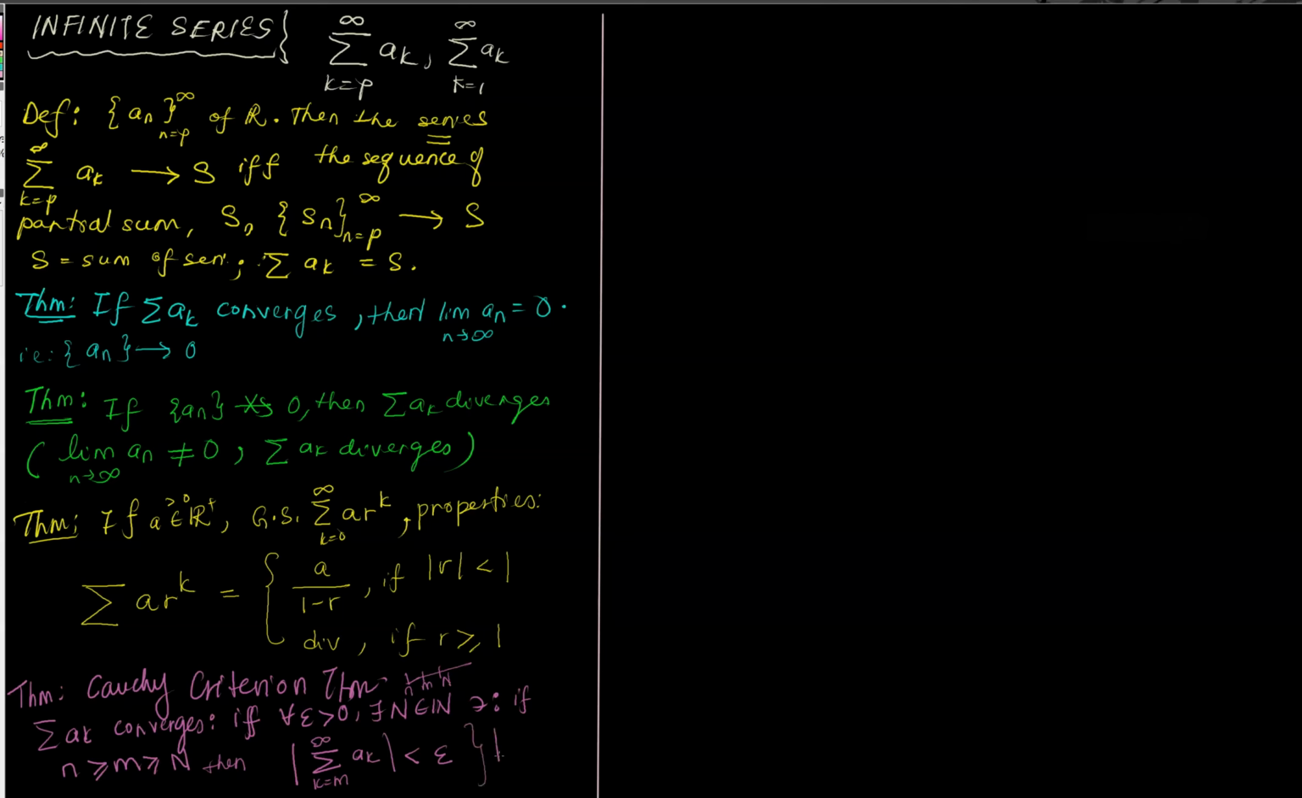So another way, it's the absolute value of a_{m+1} all the way up to a_n. Oh, sorry, it's not infinity, it's n. So between n and m, we have that it's less than epsilon, and this is what it means to be the Cauchy criterion, or Cauchy criterion theorem.